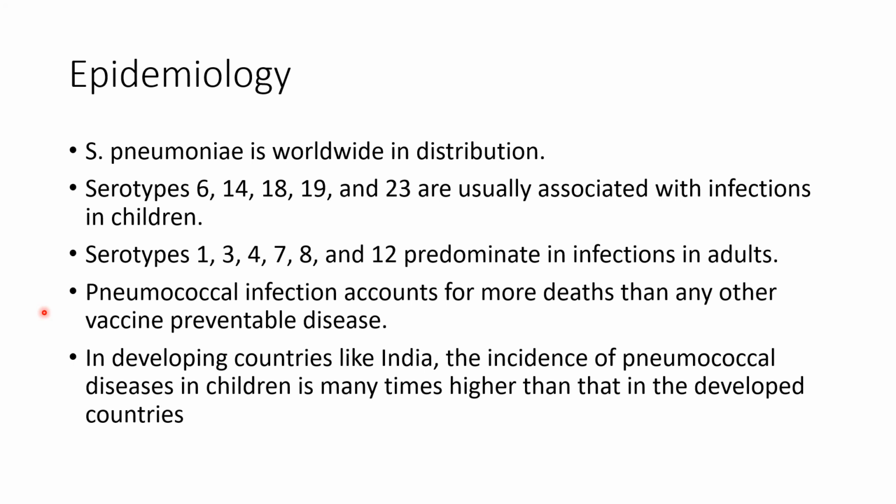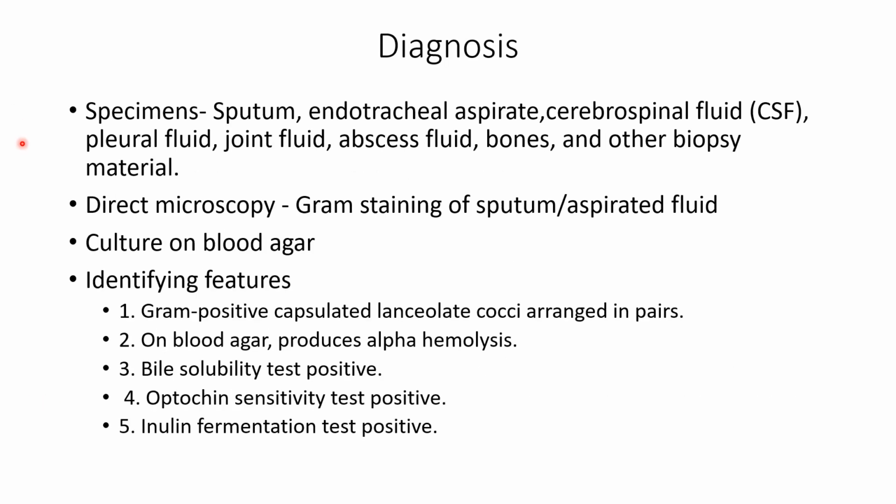And this infection, in fact, accounts for more deaths than any other vaccine preventable disease. What is meant by that? We have a vaccine for this pneumococcal infection, but still, with the vaccine in hand, we see more deaths with this infection than any other disease which is preventable with vaccines. And in developing countries like India, the incidence of this disease in children is many times higher than that in the developed countries. So for diagnosis of this infection, we may either go for direct microscopy or for culturing.